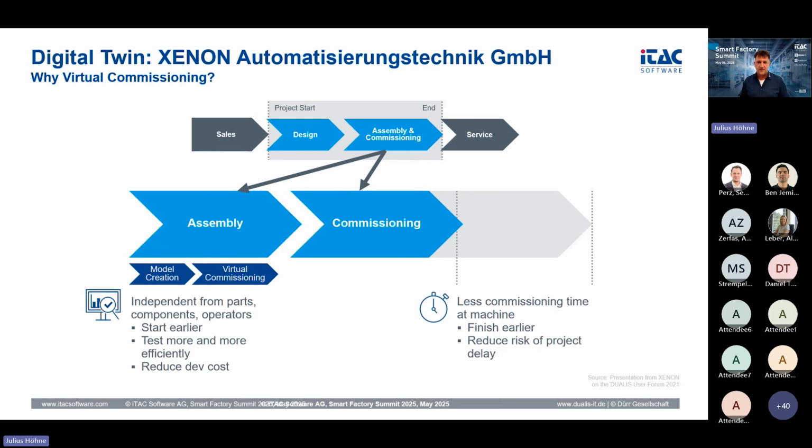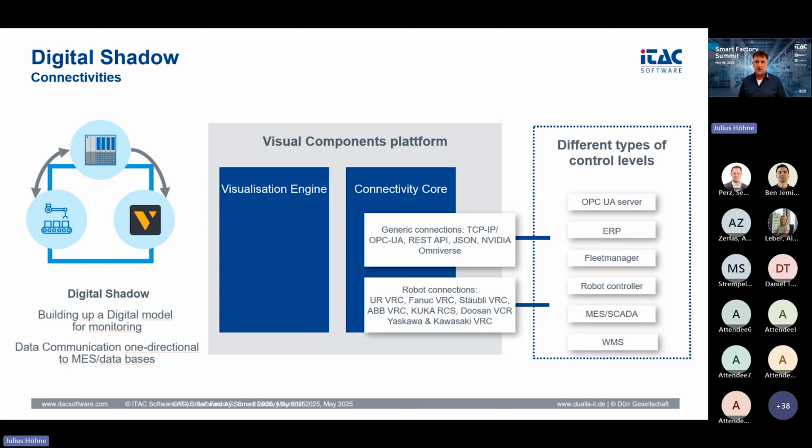The simulation has just a unidirectional connection to the PLC. That means the simulation only receives the signal from the PLC, and the simulation follows the real processes without influencing them. And at this point, we talk about a digital shadow, a visual representation of the actual state of live production.